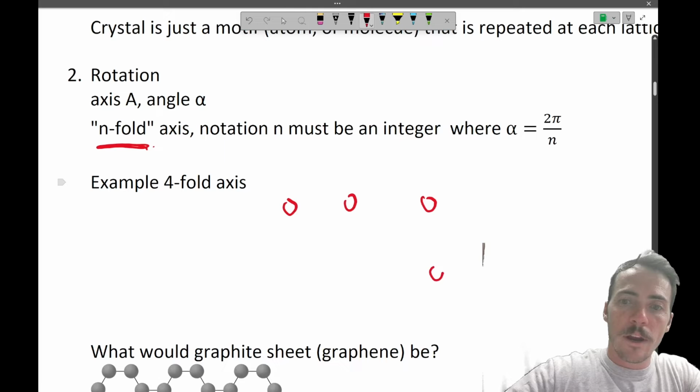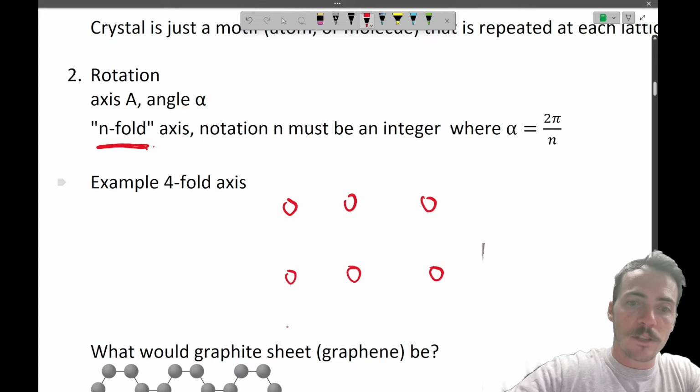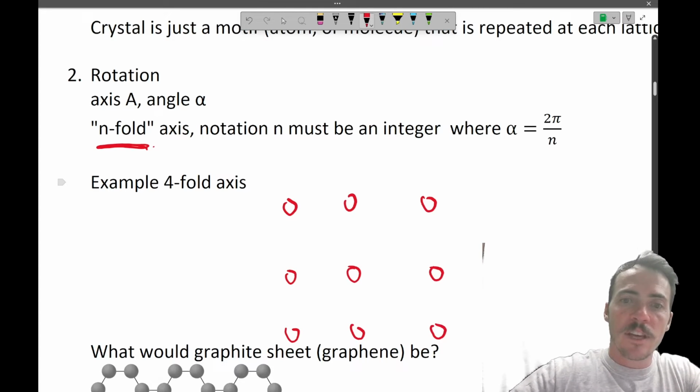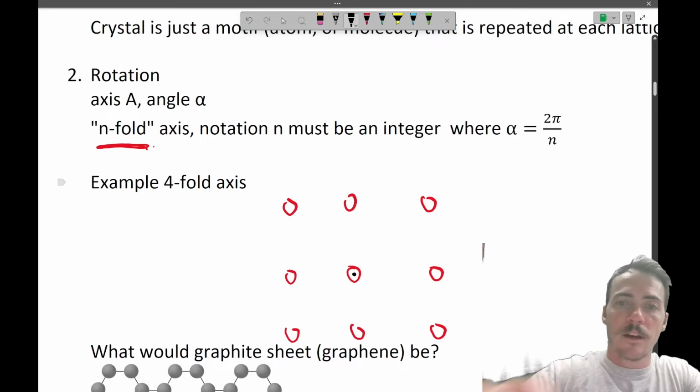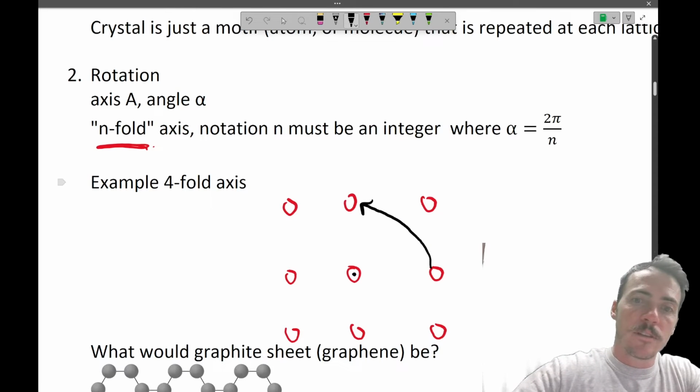So if we take our square lattice, right? Let's just do it in 2 dimensions so it's easier to visualize. If I take this thing, I can rotate this lattice, right? If we're going to rotate around this point in the center with the little tiny black dot, we're going to rotate it 90 degrees. That's our first, right?